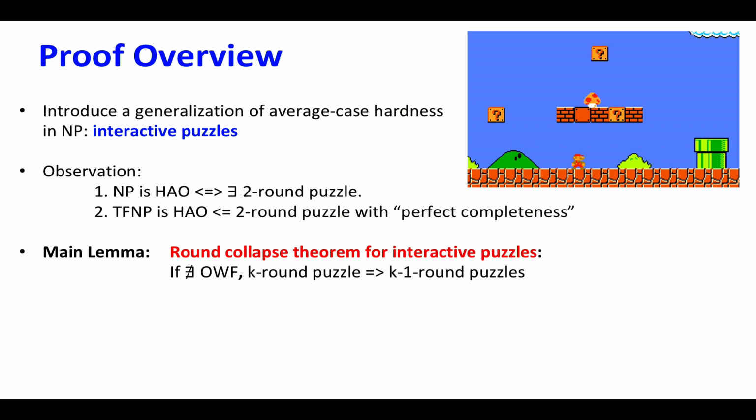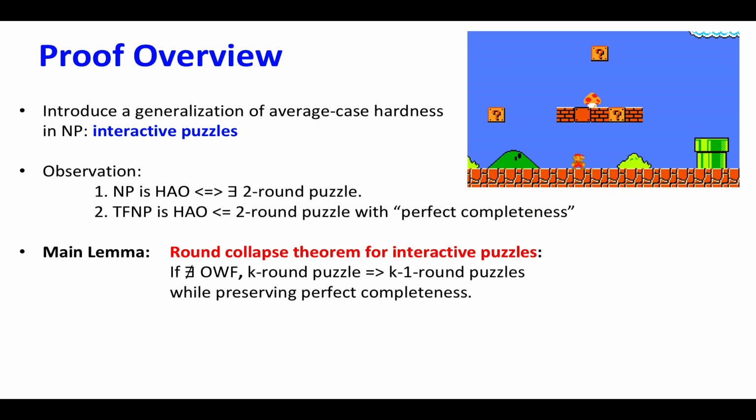And the main thing we prove is a round collapse theorem for puzzles. That's going to say something like, if you give me a 7-round puzzle, I can construct a 6-round puzzle, so I can collapse rounds. And for our purposes, what we're going to show is that if one-way functions don't exist, then we can do a round collapse that in fact also preserves perfect completeness. So if the original had perfect completeness, the new one will also have that.